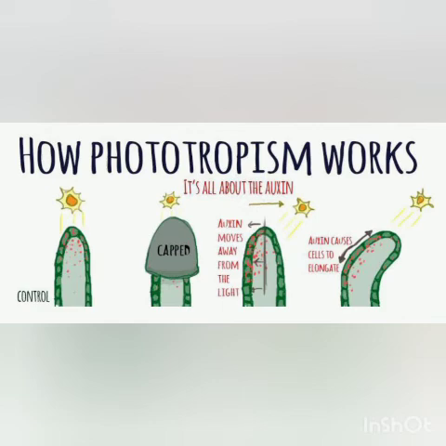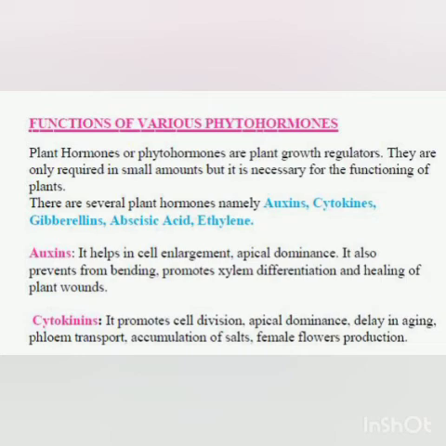Now I have told you that in plants, the coordination takes place due to the chemicals which are called phytohormones. So there are different types of phytohormones having different functions, which I have given on the slides. Children, plant hormones, also called phytohormones, are actually the plant growth regulators. They are only required in small amounts, but are necessary for the functioning of the plants. So there are several plant hormones, namely auxins, cytokinins, gibberellins, abscisic acid, and ethylene.